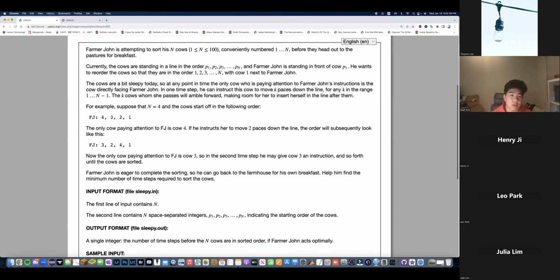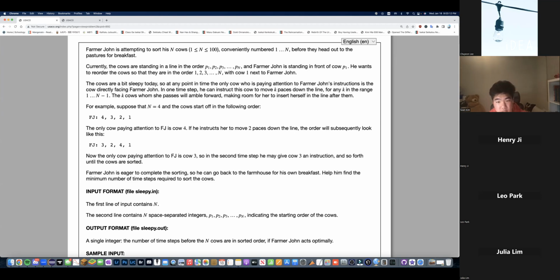Farmer John is attempting to sort his N cows, conveniently numbered 1 through N, before they head out to the pastures for breakfast. Currently, the cows are standing in a line in the order P1, P2, P3, all the way to Pn, and Farmer John is standing in front of cow P1. He wants to reorder the cows so that they are in the order 1, 2, 3, all the way up to N, with cow 1 next to Farmer John. The cows are a bit sleepy today, so at any point in time, the only cow who is paying attention to Farmer John's instruction is the cow directly facing Farmer John.